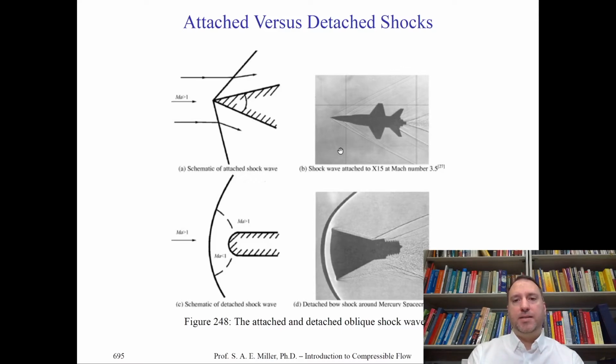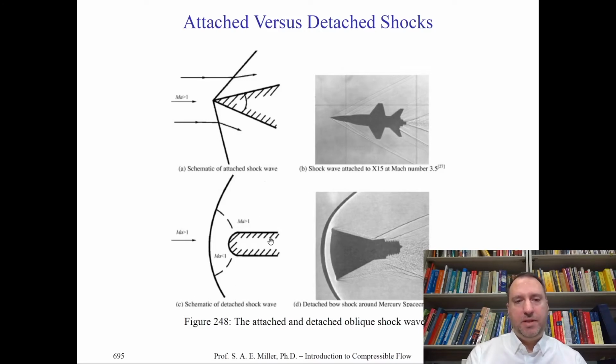In the upper right is an example of a model ejected from a sabot into a wind tunnel flow to see the Schlieren. You can see indeed the shock waves are attached to the vehicles and at oblique angles. Indeed, we call these attached oblique shock waves.